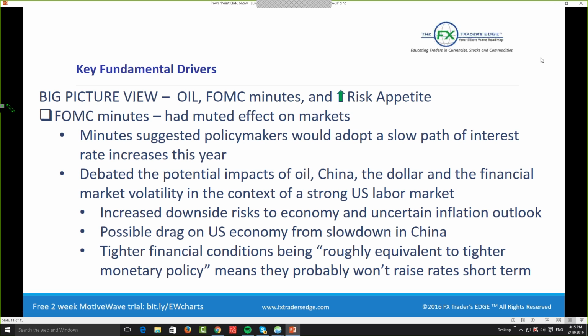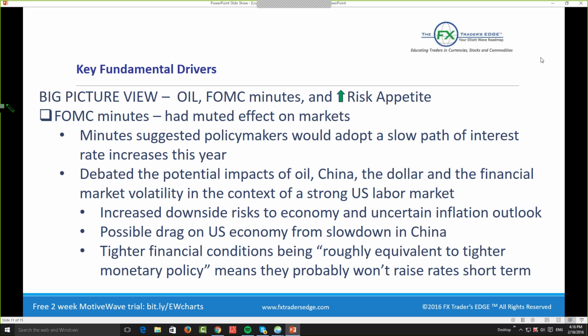The U.S. labor market is strengthening, but since December, there's been a whole lot going on to cause uncertainty with oil, China, and the dollar, and financial market volatility. So they said that it increased the downside risks to the U.S. economy and the uncertain inflation outlook. And there's a possible drag on the U.S. economy from the slowdown in China, right? How will that impact the U.S.?